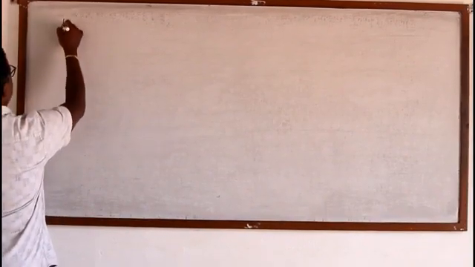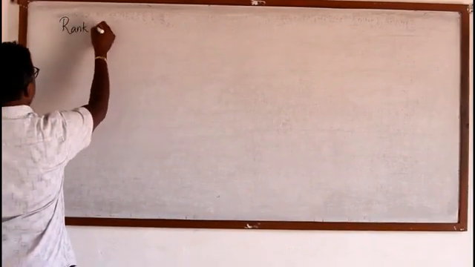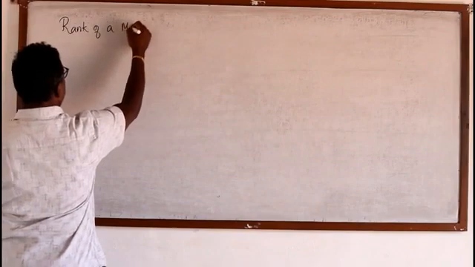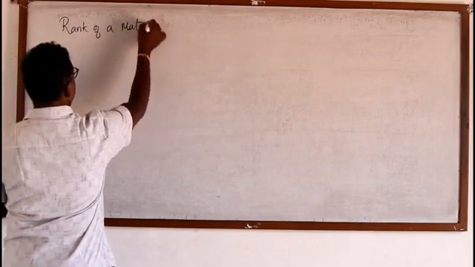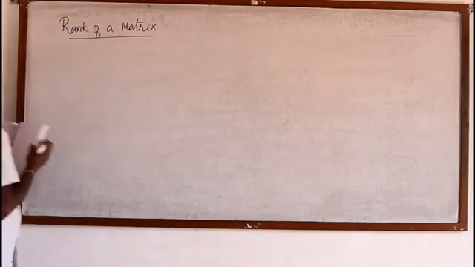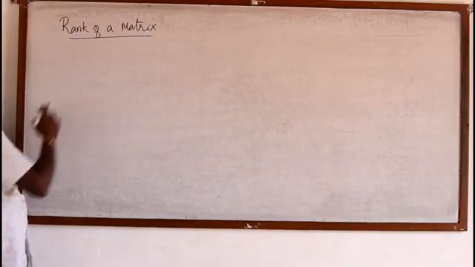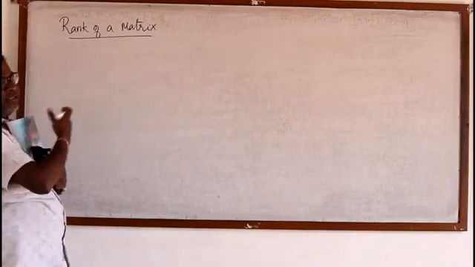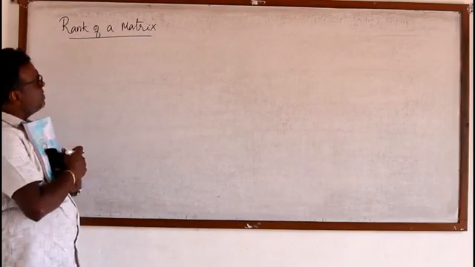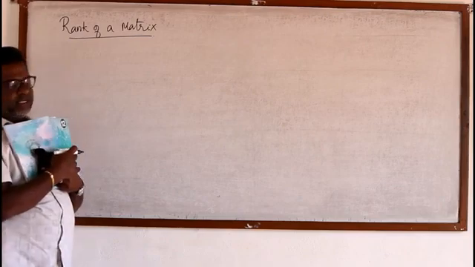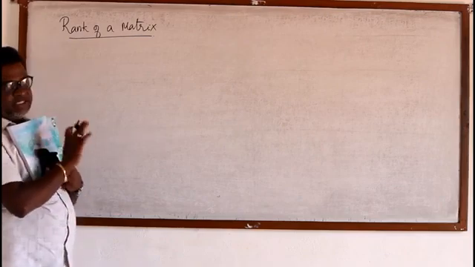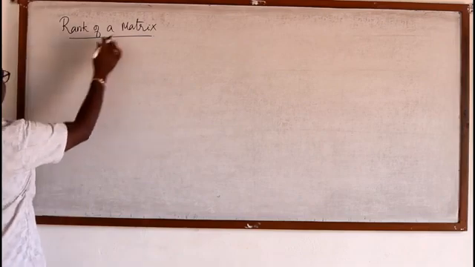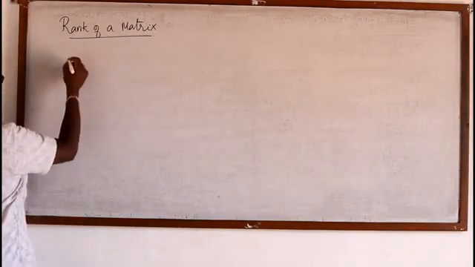Today we shall go for rank of a matrix. Every matrix will have a rank, depending on its order. It is not necessarily a square matrix. For any type of matrix there is a rank. So a matrix will always have a rank.